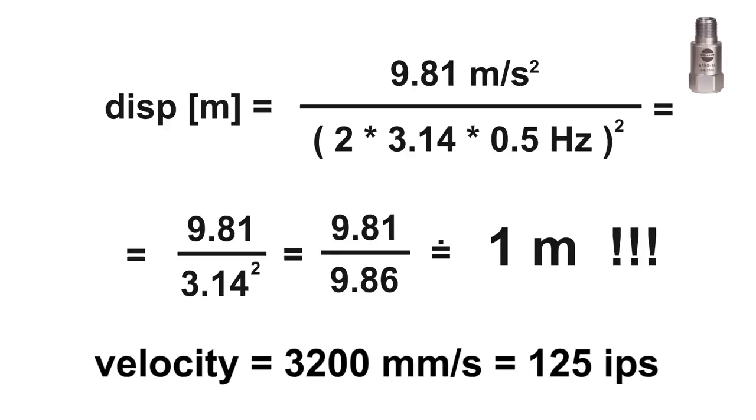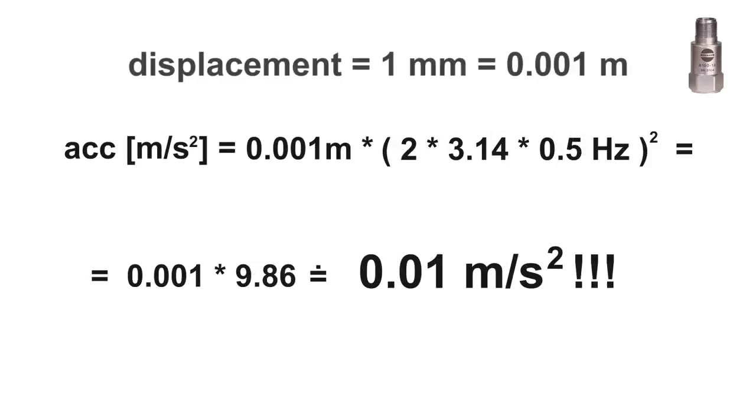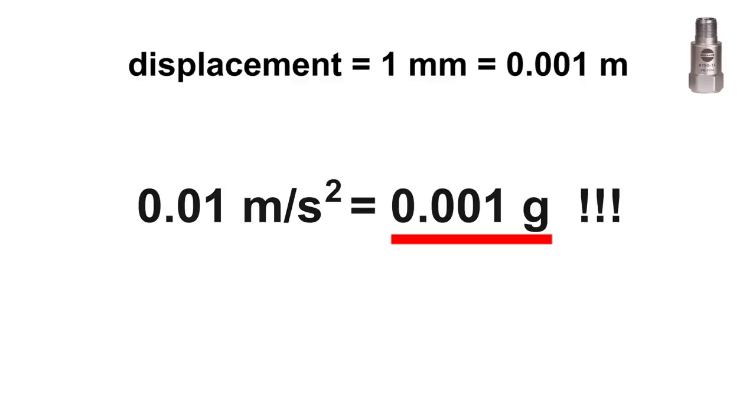The corresponding velocity level is 3200 millimeters per second. It is 125 inches per second. Impossible. I suppose the displacement level is 1 millimeter. The corresponding acceleration level is 0.01 meters per square second. It is 0.001 G. It is 1/1000 of G.